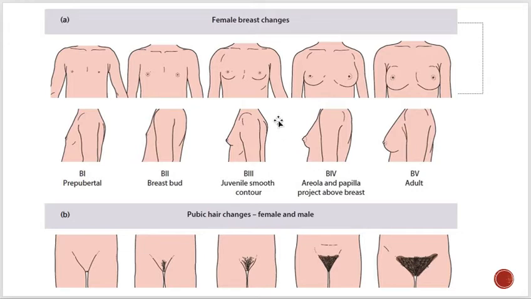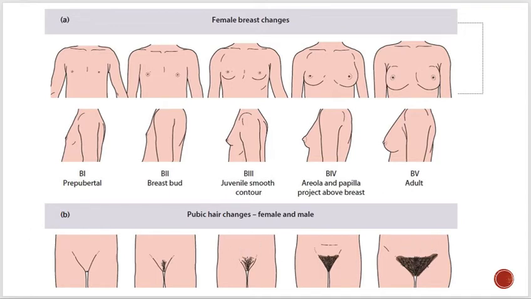Okay, so stage 1 is just a slight elevation of the papilla. Stage 2, there is a breast bud, and the breast and papilla are elevated. Stage 3 is enlargement of the breast and areola, but the contour is not so obvious. Stage 4 is where the areola starts forming, and stage 5 is mature, nipples are projected, same as adults, right? And this is for the pubic hairs in females.